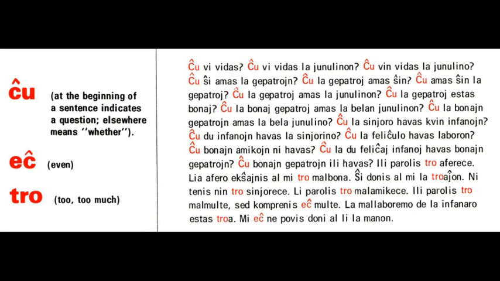The word ĉu at the beginning of a sentence indicates that the sentence is a question. Elsewhere in the sentence it will mean whether. In English, we indicate a question by changing the word order. Since word order does not have this significance in Esperanto, we show the question by putting "ĉu" in front of the equivalent statement, as follows. Ĉu vi vidas? Do you see? Ĉu vi vidas la junulinon? Do you see the young girl?